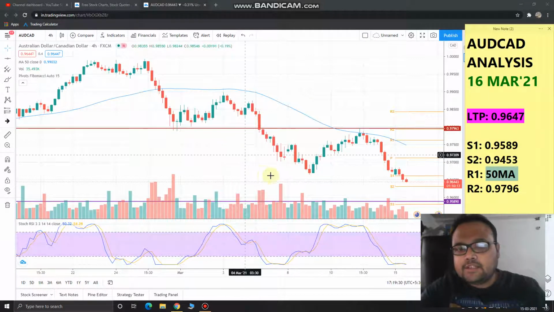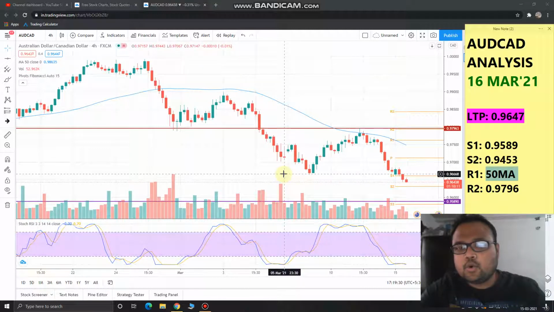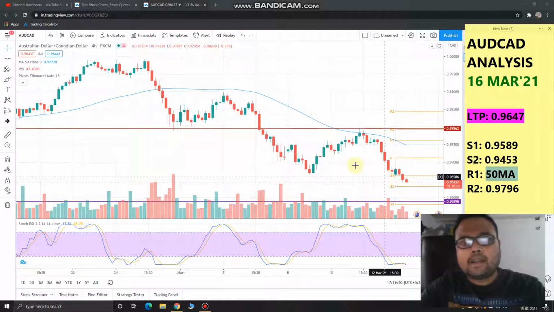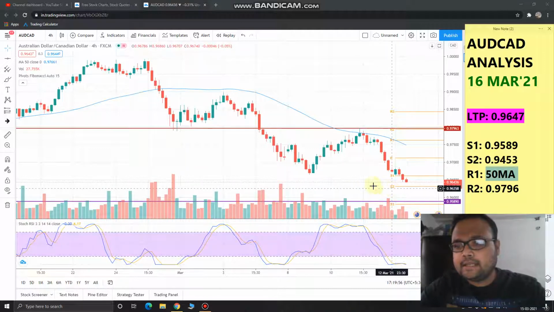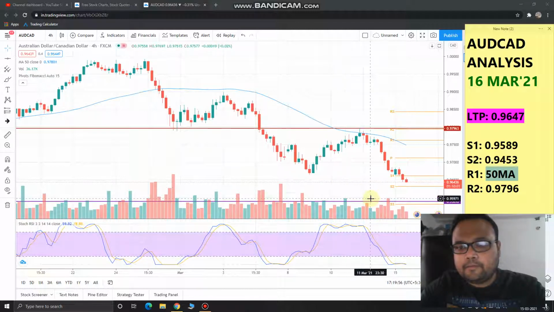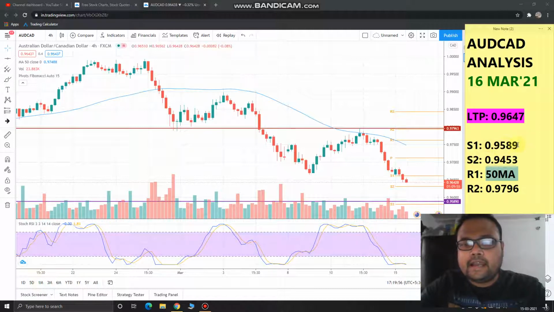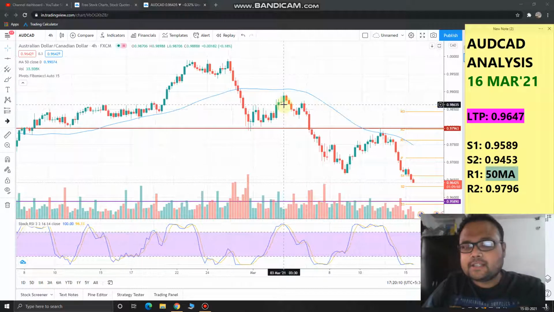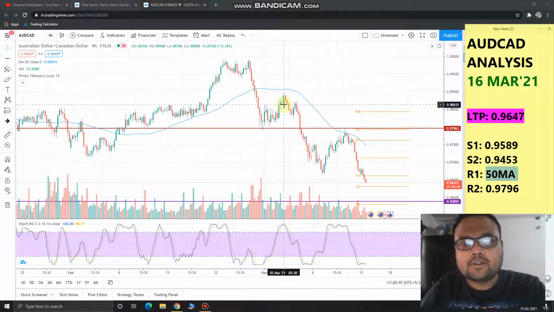As I've already mentioned, this support is no longer valid because market is trading below this support for quite some time, and market will be trading lower again. So in that case, we have the next support available at this purple line. This is the support 0.9589 level, but the sad story is that this support is not very strong.